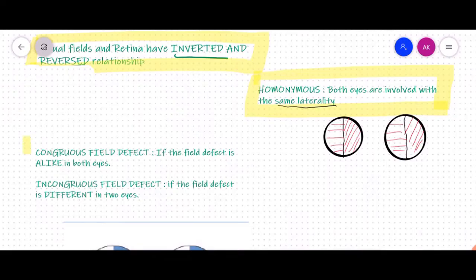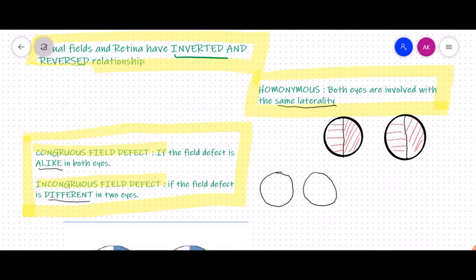The third point is what is meant by a congruous field defect or an incongruous field defect. A congruous field defect means that the visual field defect is alike in both the eyes, and an incongruous field defect means that the field defect is different in the two eyes. If both the eyes have a similar type of involvement in both the fields of vision, then it is called congruous. Suppose this is the right eye, this is the left eye, and both of them have similar halves which are affected. So that means it is congruous.